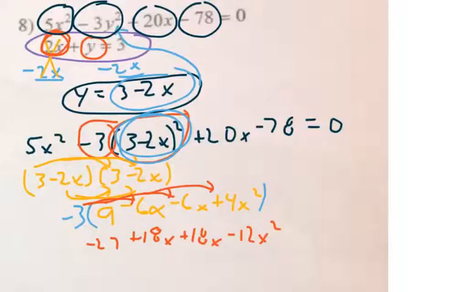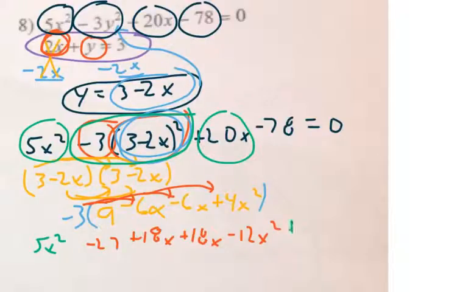Now everything I have in red there, let me change colors. Let's follow the green here. All I did was what I circled in green, right there. Does everybody agree? I still have the 5x squared in front, and I also have this 20x there. I also still have minus 78 equal to 0. Finally, we have an expression that doesn't have any parentheses or extra exponents in it, so we can combine like terms.